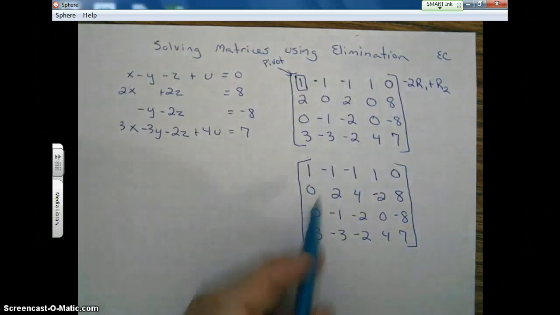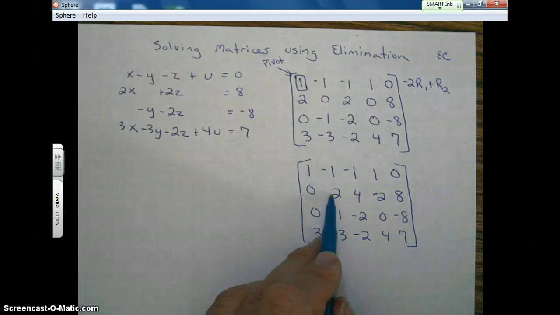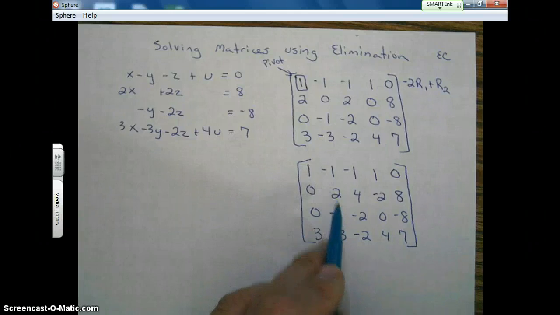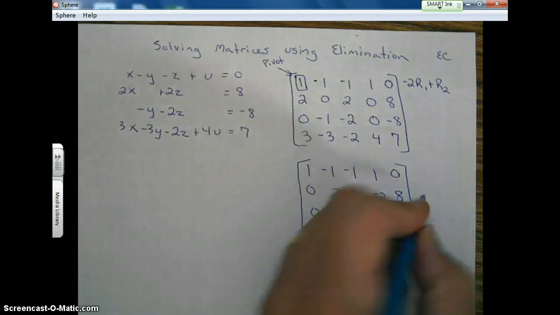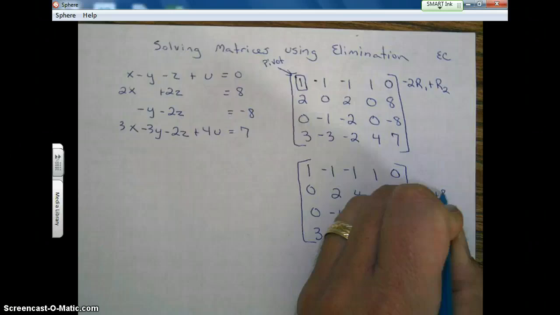Okay, so next I want to make this 0 here. There are different ways of doing this, but I'm going to take a half of 2 and add it to -1. So I'm going to take a half of row 2 and add it to row 3.